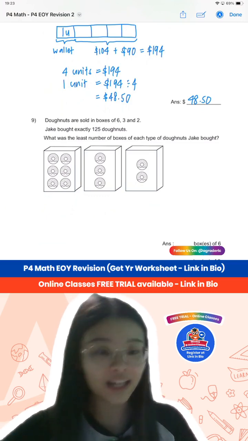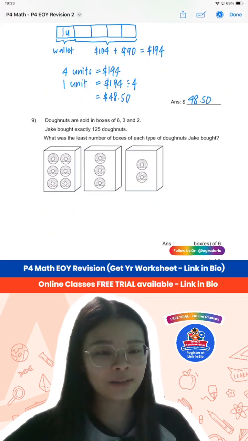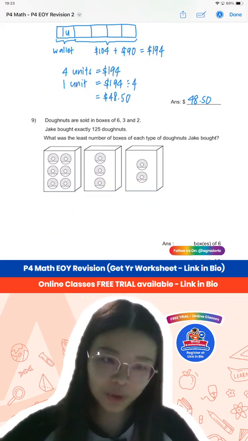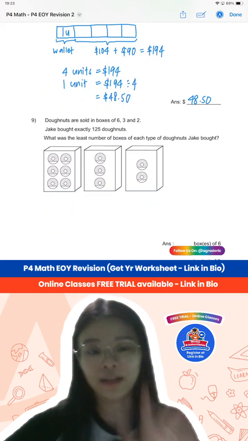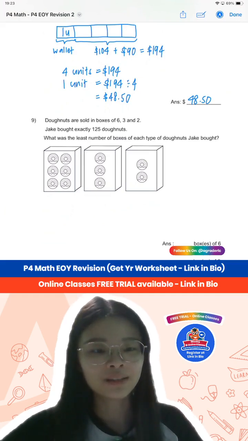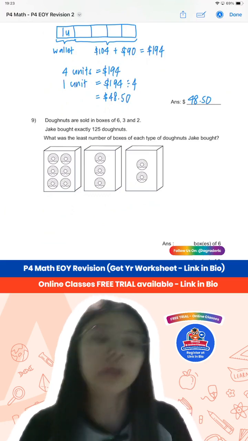Okay, question 9. Papin asked, question 9 can do guess and check, right? You could, but right now, we no longer teach students to do guess and check as far as possible, okay? It is really a waste of a lot of time, especially if you don't know what are the correct numbers to begin with.